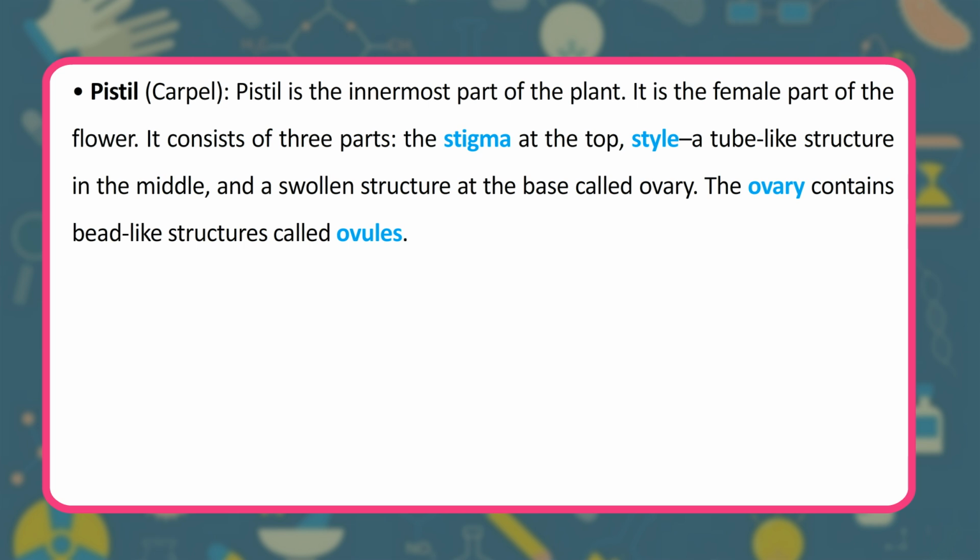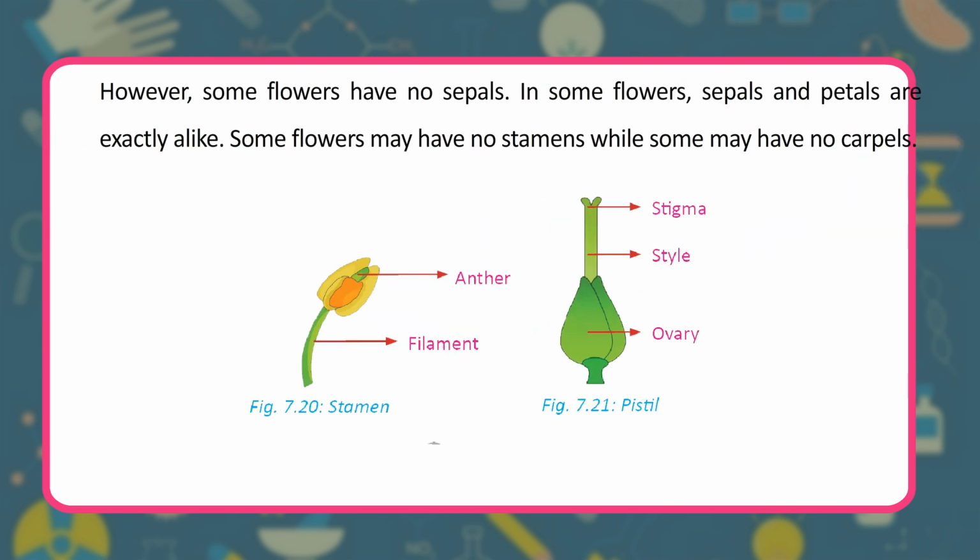Pistil, carpel. Pistil is the innermost part of the flower. It is the female part of the flower. It consists of three parts. The stigma at the top, style a tube-like structure in the middle, and a swollen structure at the base called ovary. The ovary contains bead-like structures called ovules.